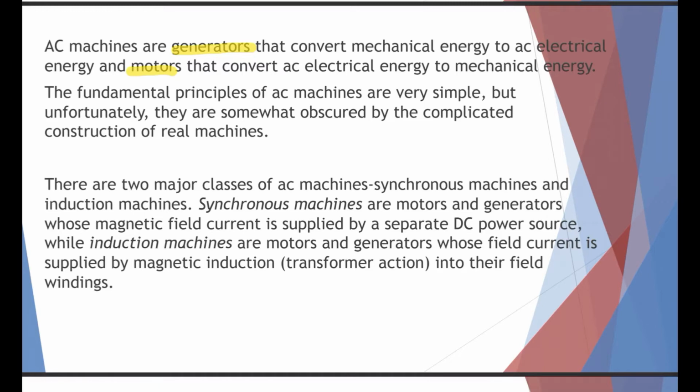There are two major classes of AC machines: synchronous machines and induction machines. Synchronous machines are motors and generators whose magnetic field current is supplied by a separate DC power source, while induction machines are motors and generators whose field current is supplied by magnetic induction transformer action into their field windings.